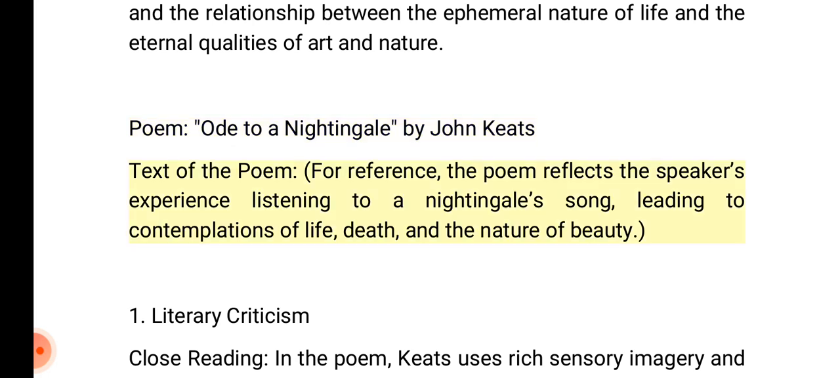Text of the poem. For reference, the poem reflects the speaker's experience listening to a nightingale's song, leading to contemplations of life, death, and the nature of beauty.